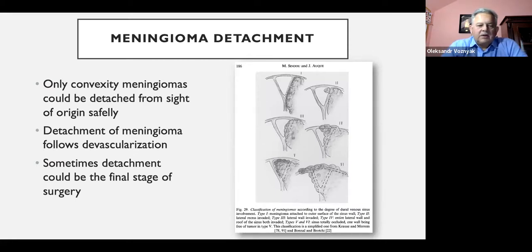Concerning meningioma detachment, only convexity meningiomas can be detached from their site safely. With all other meningiomas, we will meet the problem of detaching the tumor. Sometimes we can detach the tumor only at the final stage of the surgery, like in cases of olfactory groove meningioma. Usually I leave a small tumor remnant on the bone, and only for complete removal, I resect the remnant of the tumor from the skull base, and then I drill out the bone invaded by the tumor.